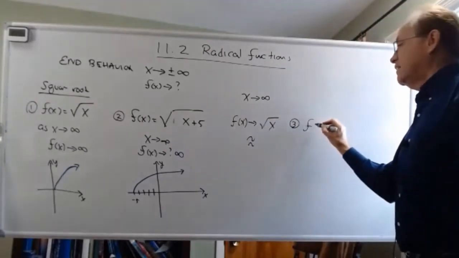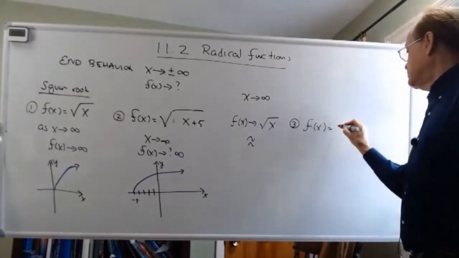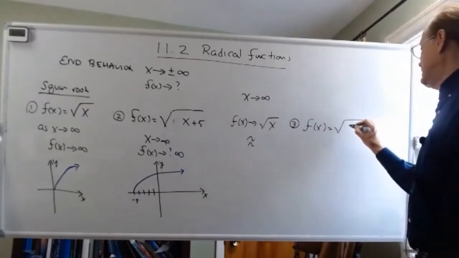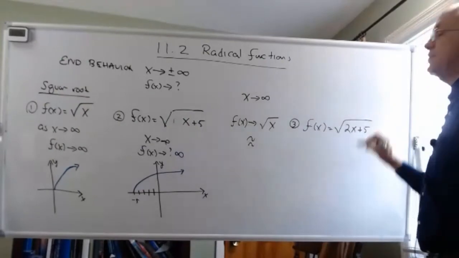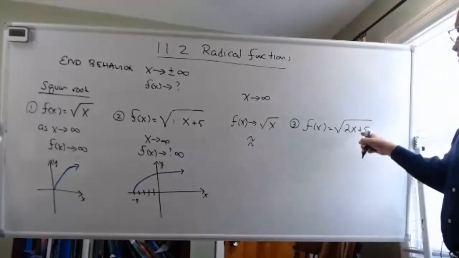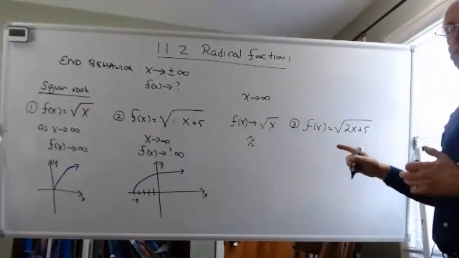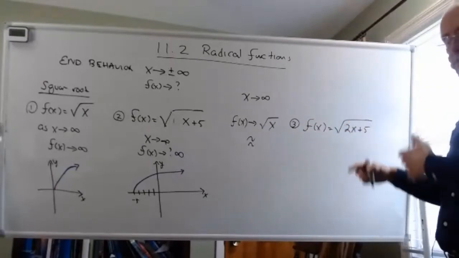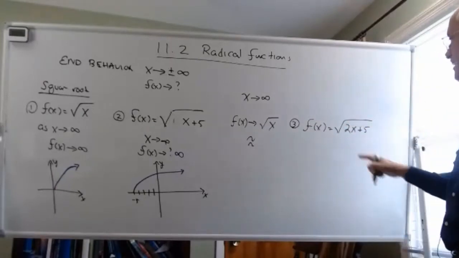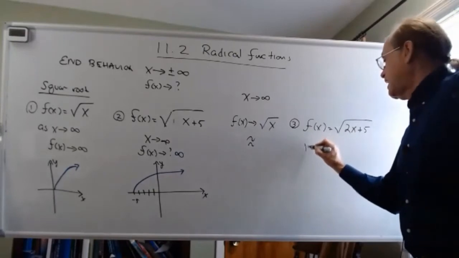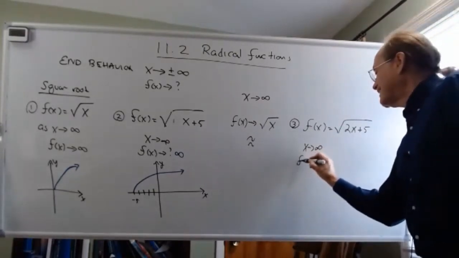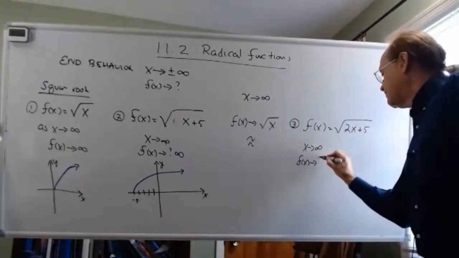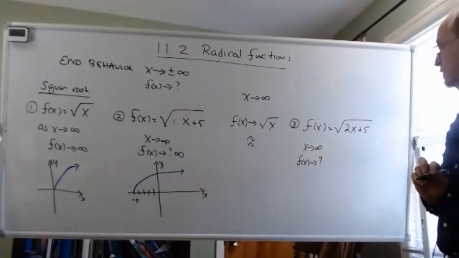Say that f of x is equal to the square root of, say, 2x plus 5. Again, we can see this is going to require that x is greater than or equal to negative 2.5, or 5/2, so it's going to do that. But let's see what happens as x approaches infinity.